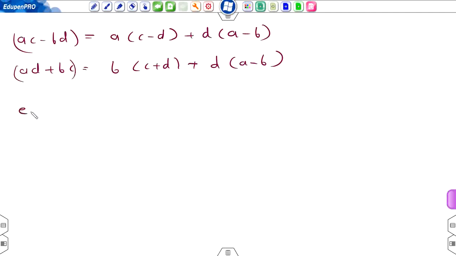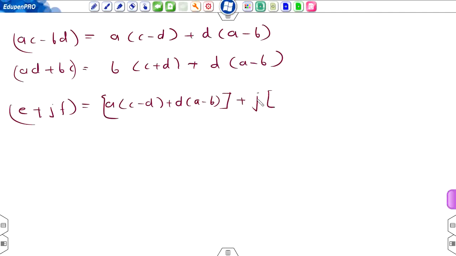so E plus GF can be written as A into C minus D plus D into A minus B. This is the real part plus the imaginary part, that is AD plus BC, can be expressed in this form: B into C plus D plus D into A minus B.